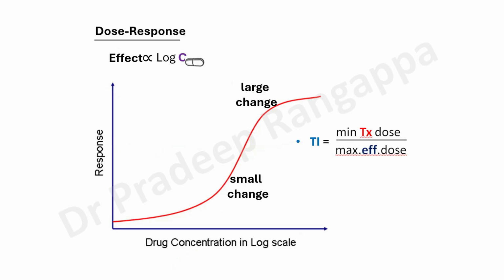So it is the minimum therapeutic dose divided by the maximum effective dose that we call the therapeutic index. As you see, it is like a Starling curve, where at a certain concentration of the drug the effect gets very pronounced, and that is calculated as the therapeutic index, the minimum therapeutic dose divided by the maximum effective dose.